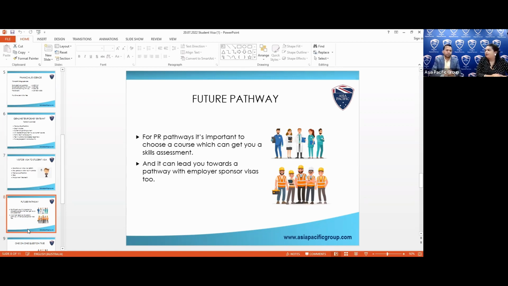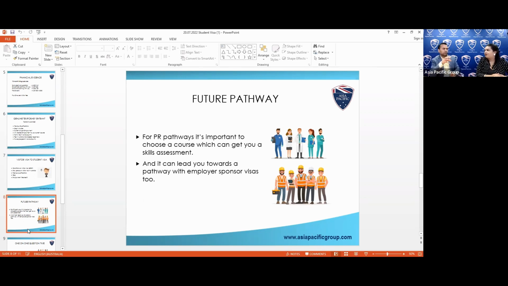Do you need to do PY or not? Maybe you don't need to do it. Maybe you need to do NAATI. And also which state to do the course in. It's not always right to do the course where your relatives are living. There might not be PR pathways then later on. So the course is important, as well as the location of the course.